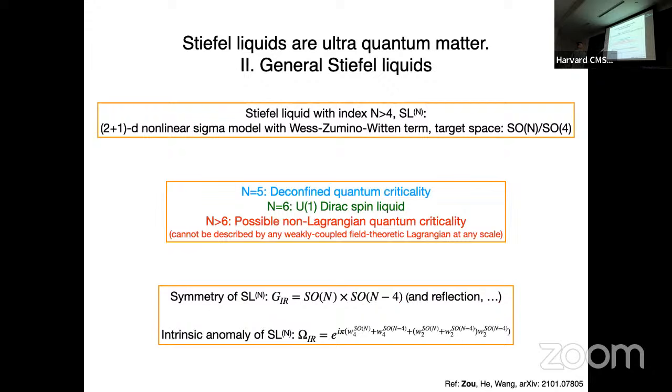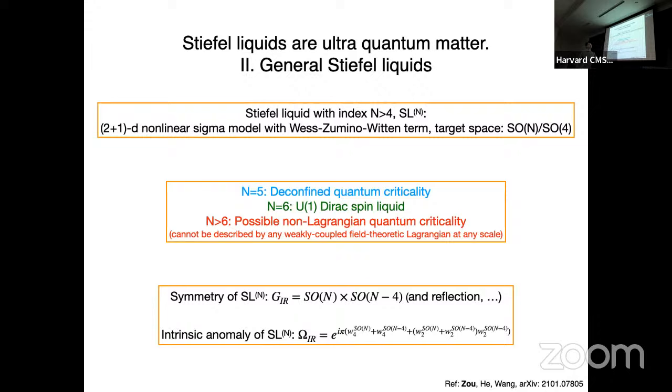The motivation in this paper was initially really just to study those two simplest ones, and then we realized that there's a way to generalize them into an infinite family. So in general, the stiefel liquid has an index which is an integer larger than 4. For a stiefel liquid with index n, I will write it as SLn for short. Originally it's described through a 2+1 dimensional nonlinear sigma model with the Wess-Zumino-Witten term.